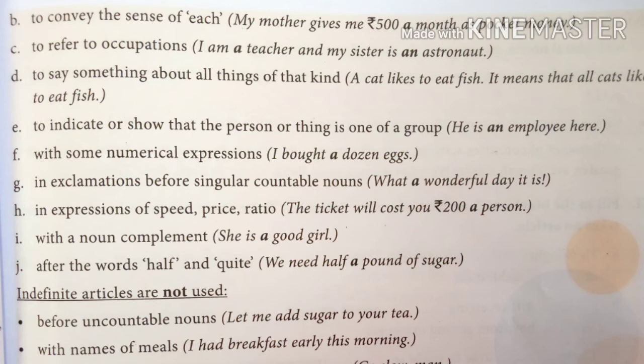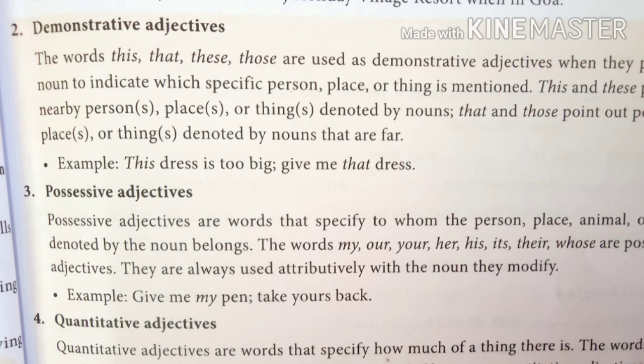Now we can see on page number 29 what demonstrative adjectives are. The words this, that, these, those are used as demonstrative adjectives when they precede a noun to indicate which specific person, place or thing is mentioned. This and these point out a nearby person, place or thing denoted by nouns. For example, this dress is too big. Give me that dress. So this and that are called demonstrative adjectives in English.